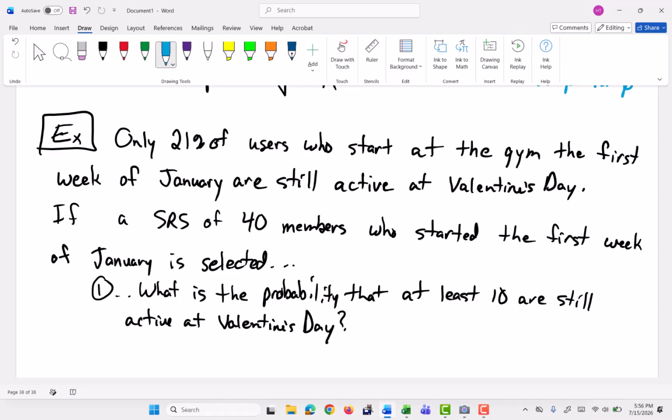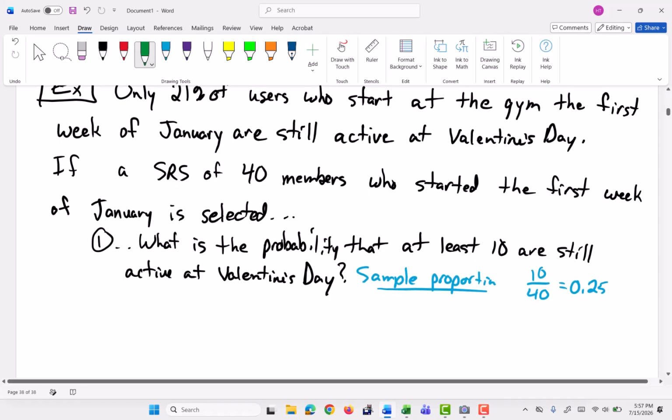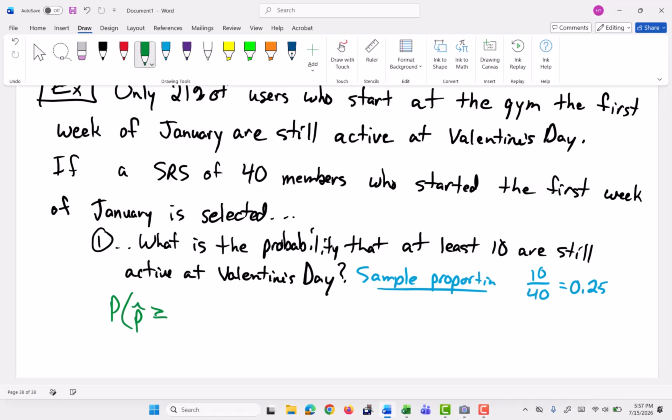So first we need the sample proportion. The sample proportion here is 10 out of 40, or 0.25. So we're saying at least 25%. So what we're finding here is the probability that the proportion p hat is greater than or equal to 0.25. Remember, the population proportion here, p, comes from the 21%, so that's 0.21.